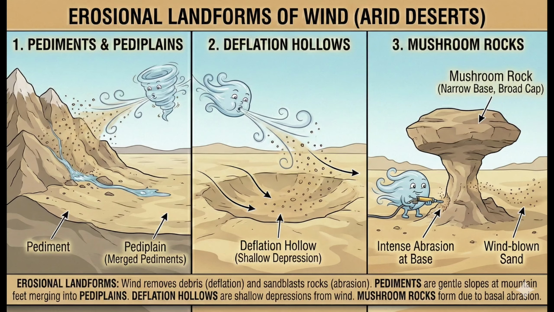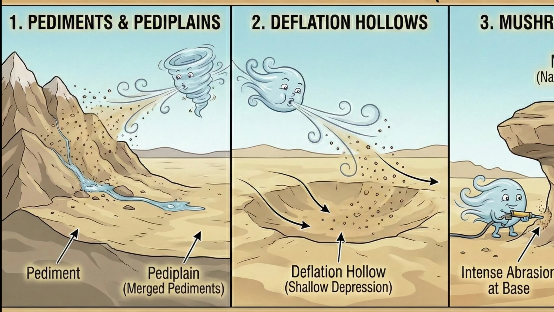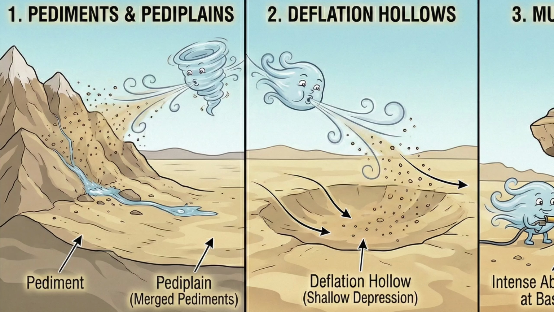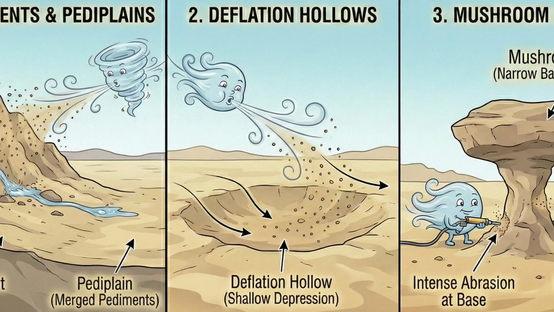Erosional landforms of wind. 1. Pediments and pediplains. Wind and water work together to wear down high-relief structures. Gently sloping rock floors at the foot of mountains are called pediments, which eventually merge over vast areas to form near-featureless plains called pediplains.